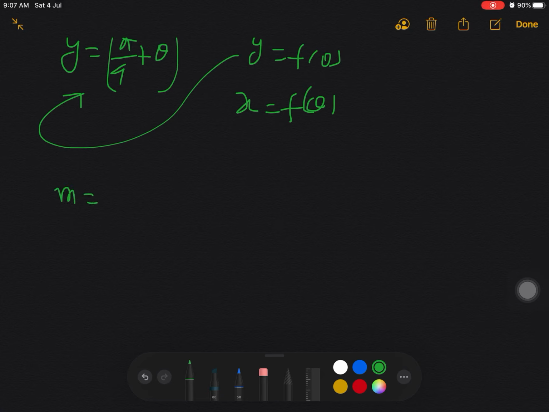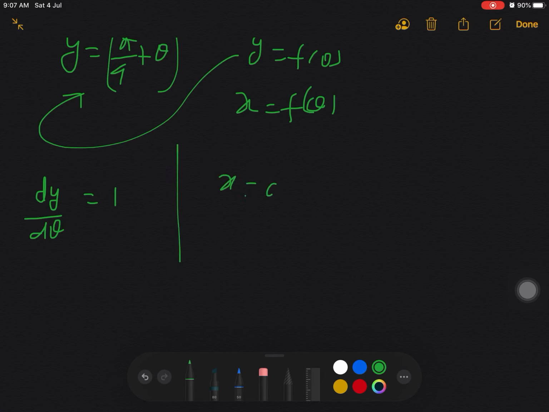So we can write dy by d theta of pi by 4 plus theta is 0 plus 1, that is d theta by d theta is 1. So dy by d theta, we must not write it to be m, we must write it to be dy by d theta is to be 1.